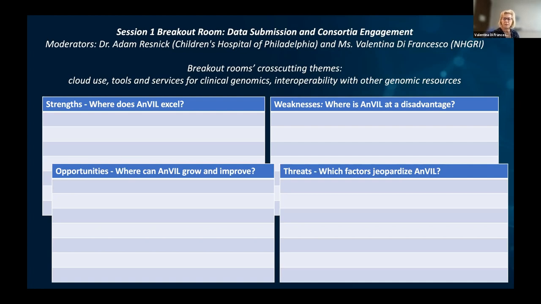The other thing I want to emphasize is that there are some cross-cutting themes. These are themes that are relevant to the four breakout rooms. If possible, we would like to hear from you also your thoughts about how the use of the cloud platform could support or be an impediment to some of the goals of the AnVIL. What type of tools and services will really improve the services provided for clinical genomics, as well as how can we do better with establishing interoperability with other genomic resources at the NIH, or also now funded by the NIH, but by other entities and agencies?